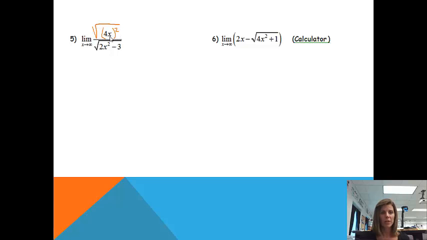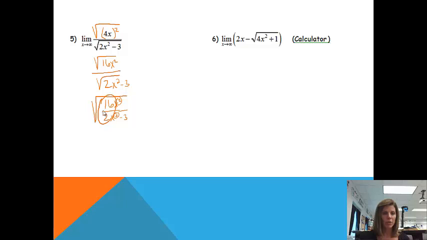Please notice that when I square it, I am squaring everything inside. So if I rewrite this, I will have the square root of 16x squared, because I have to square both parts, over the square root of 2x squared minus 3. Now since they both are under the square root, I can write it as one big square root. So 16x squared over 2x squared minus 3. Now I can look at the degrees. The degrees are the same, so I can take the ratio of the leading coefficients.